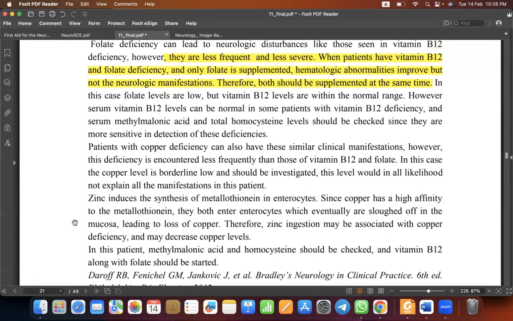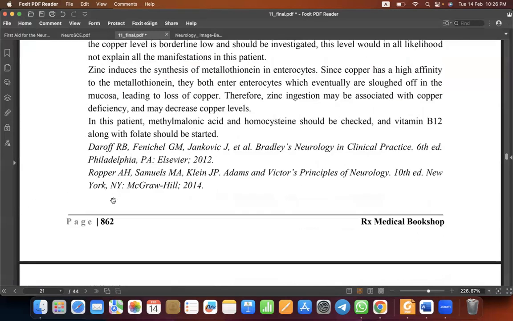Okay, since copper has high affinity for metallothionein, they both enter the enterocytes and are eventually sloughed off in the mucosa. So that leads to loss of the copper. Whenever we're giving zinc, we are losing copper. So long-term zinc supplementation can be associated with copper deficiency as well.